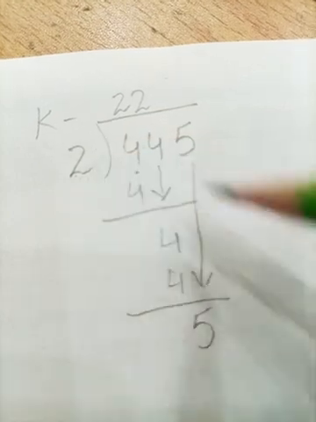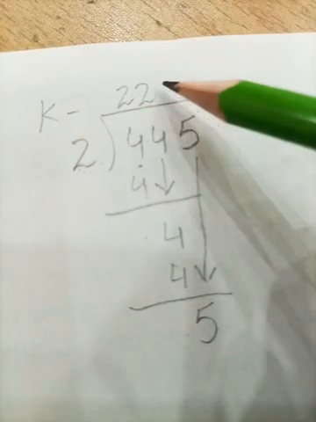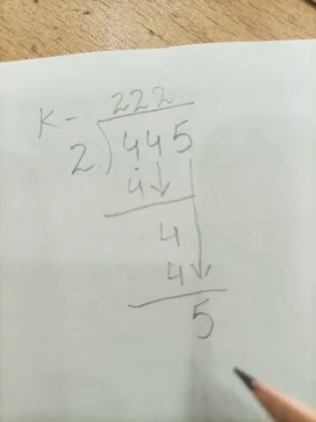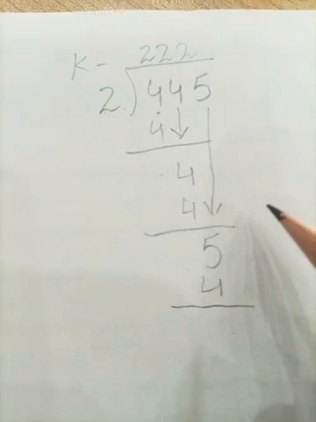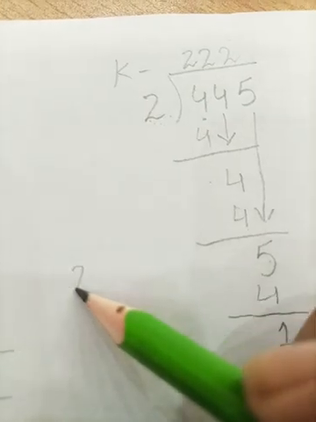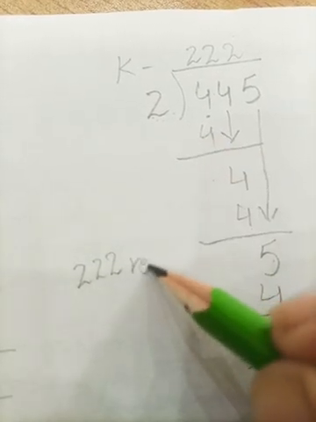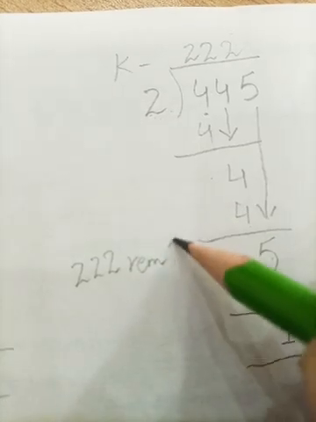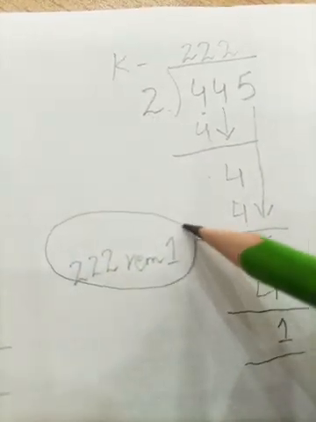Now students, read the table of 2 till the 5. As there is no 5, we are going to write 2 2s are 4. We can write the 4 under the number 5. 5 minus 4 and our remainder is 1. Now students, let's write it. 222 and our remainder is 1. Okay students, here is our answer.